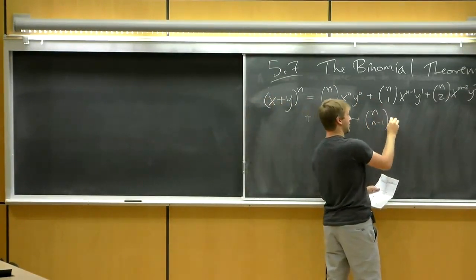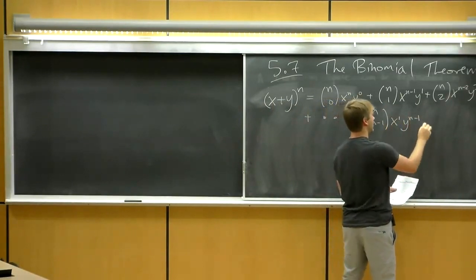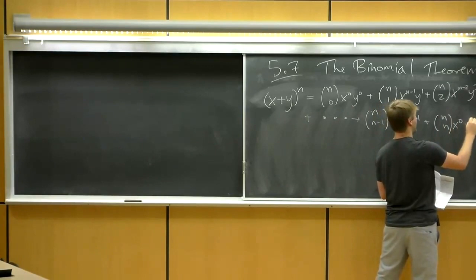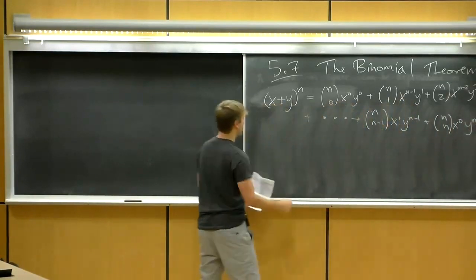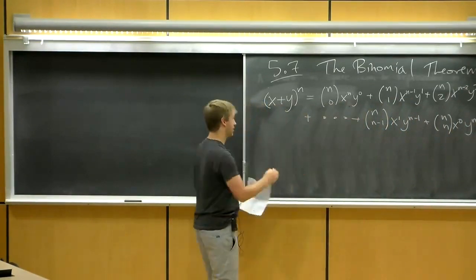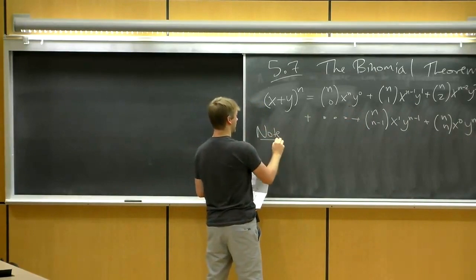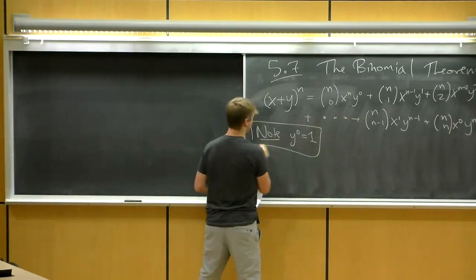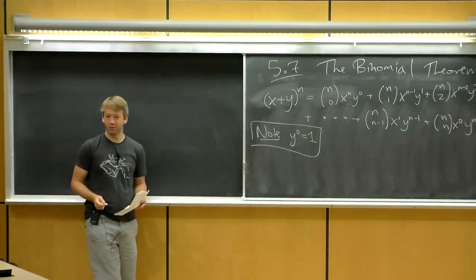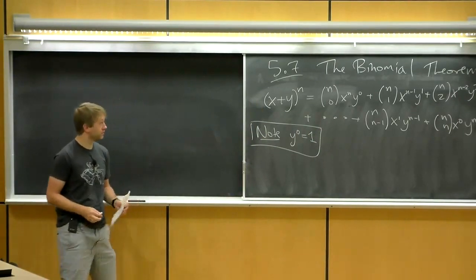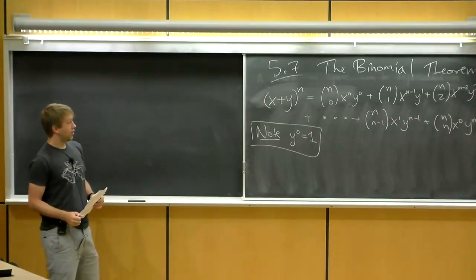And your last two terms look like n choose n minus 1, x to the 1, y to the n minus 1, and then n choose n, x to the 0, y to the n. Note that when you take something to the power 0, it's not equal to 0, it's equal to 1. It's an easy mistake to make.